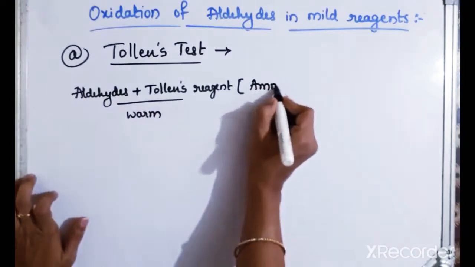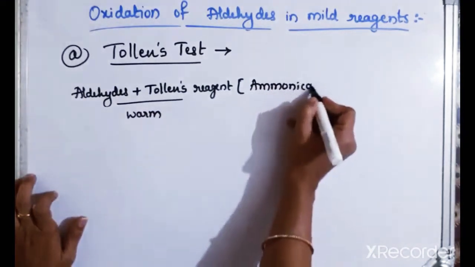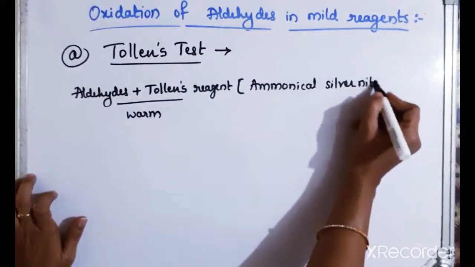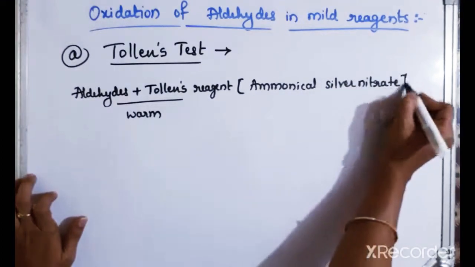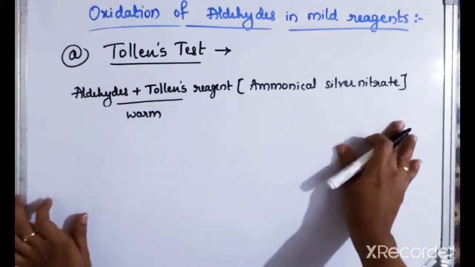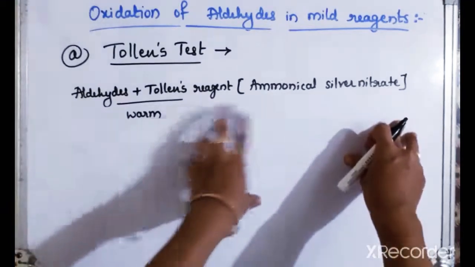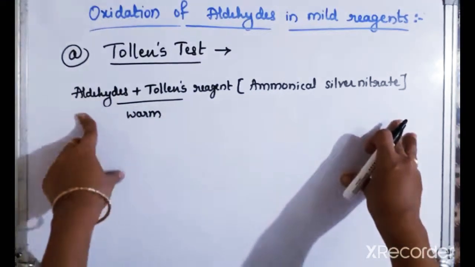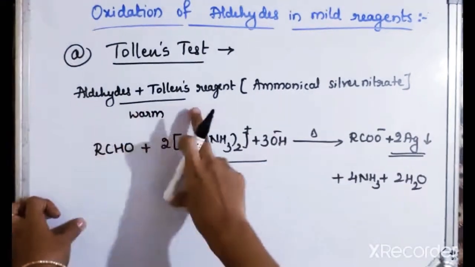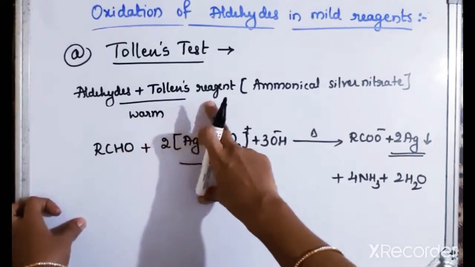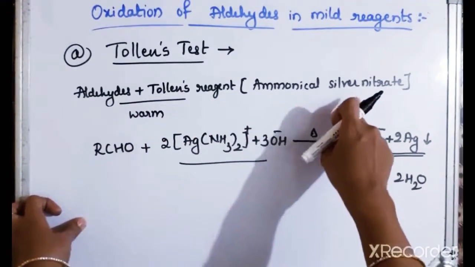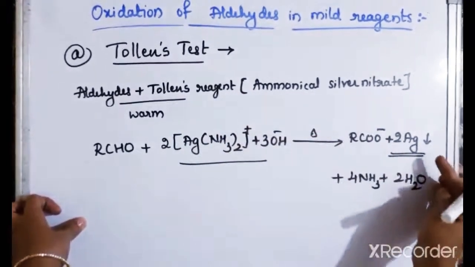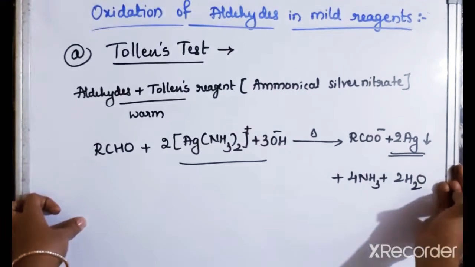It is an ammoniacal silver nitrate solution, AgNO3 and NH3. So that mixture is taken as Tollens reagent, which reacts to form a complex that will react with an aldehyde. Aldehydes on warming with Tollens reagent. Tollens reagent is an ammoniacal silver nitrate solution. On warming with ammoniacal silver nitrate solution, there is a formation of a silver mirror or a black precipitate.